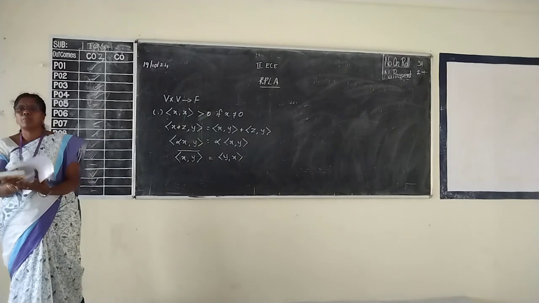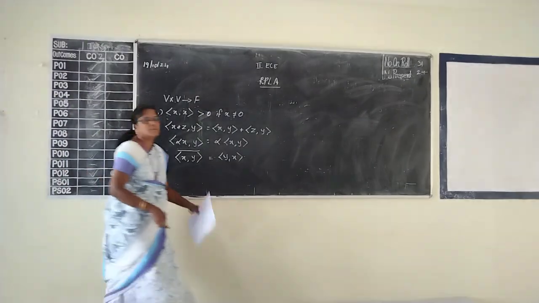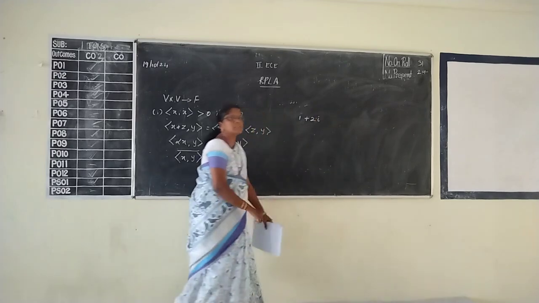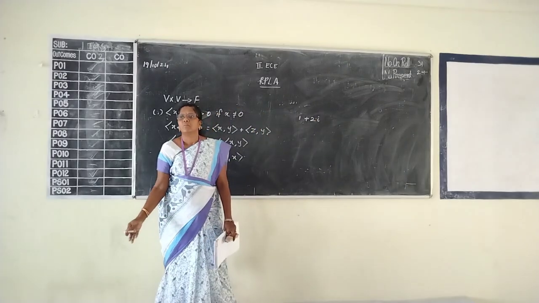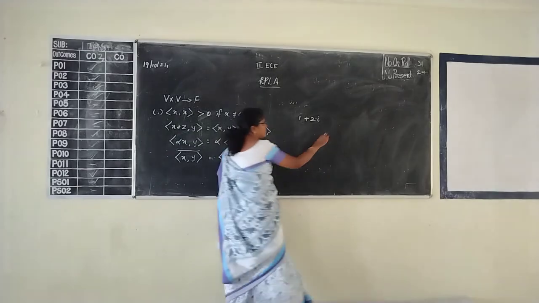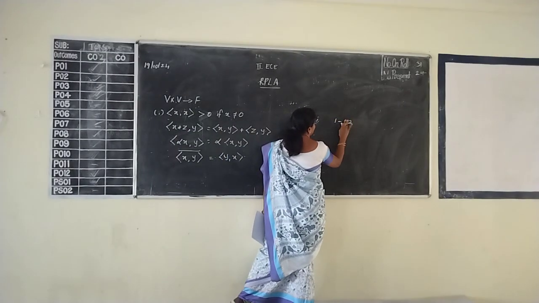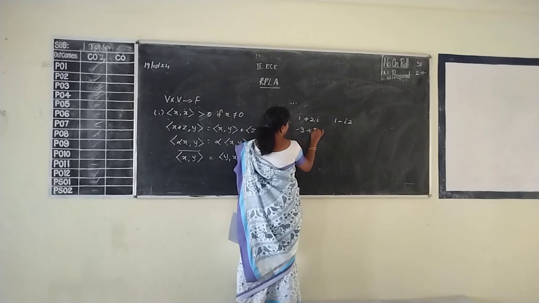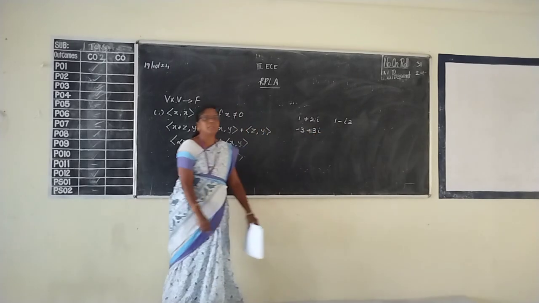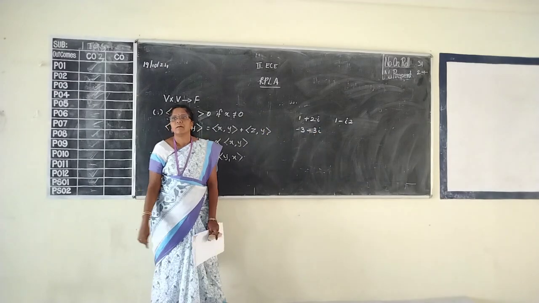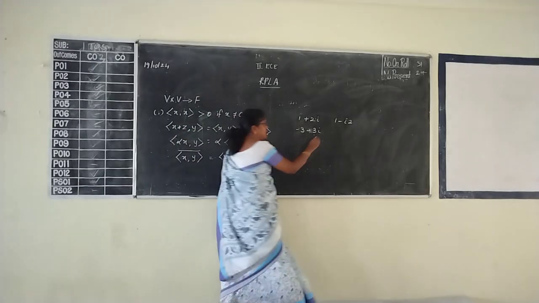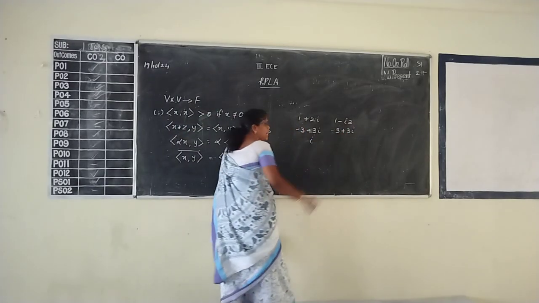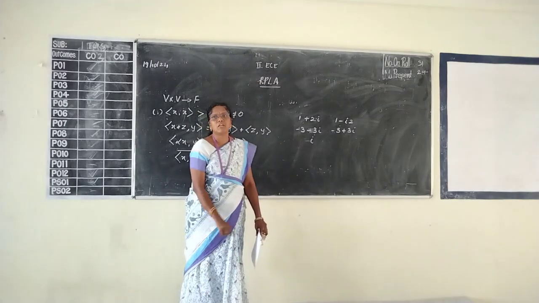So let's look at what a complex conjugate is. If you have the number 1 plus 2i, what is the conjugate? 1 minus 2i. For this one, minus 3 plus 2i, the conjugate is minus 3 minus 2i. For i, what is the conjugate of i?